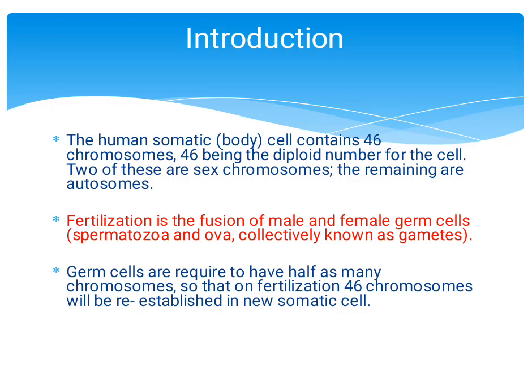Fertilization. It is a fusion of male and female germ cells to form a zygote, which commences the formation of an individual. Germ cells are required to have half as many chromosomes so that on fertilization, the original complement of 46 chromosomes will be re-established in the new somatic cell. There are two types of division, mitosis and meiosis.